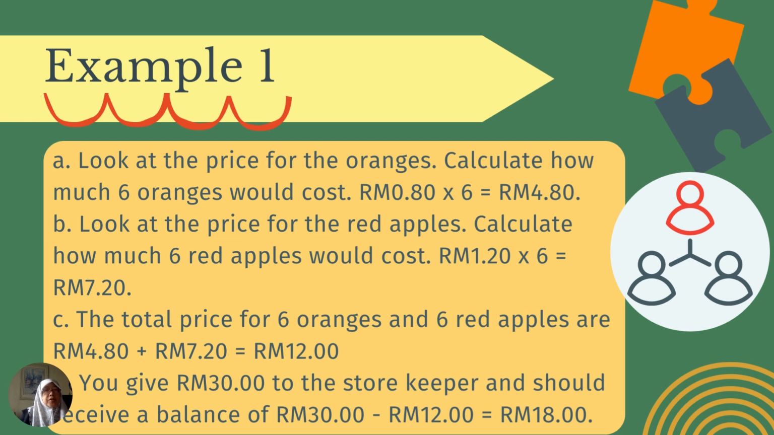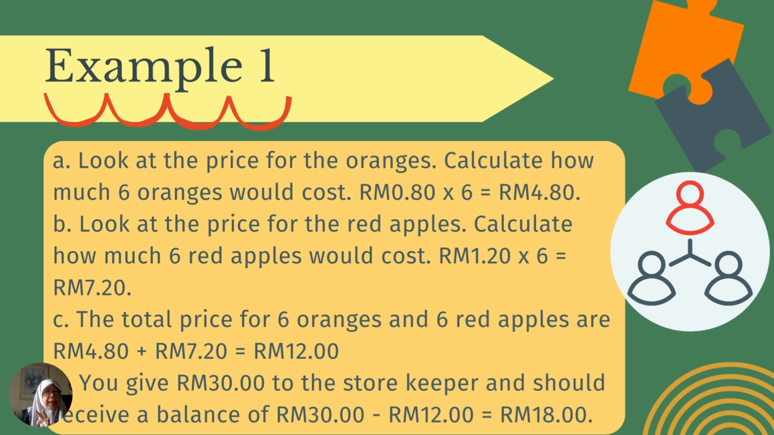And B, look at the price for the red apples. This is step by step. To you, it might look like it's trivial, but to the student, it's meaningful. Calculate how much 6 red apples would cost. So 1 ringgit 20 cents times 6 will give you 7 ringgit 20.